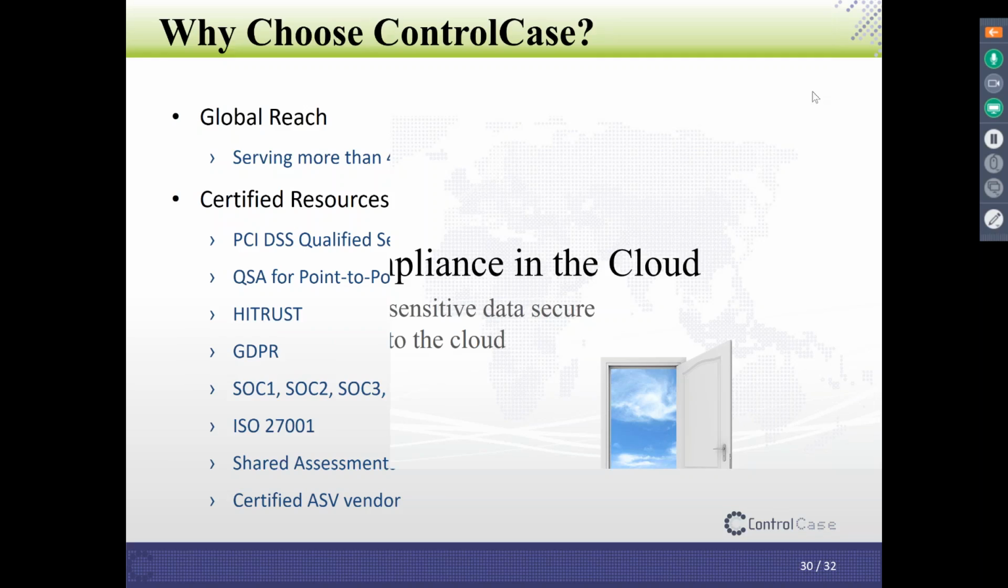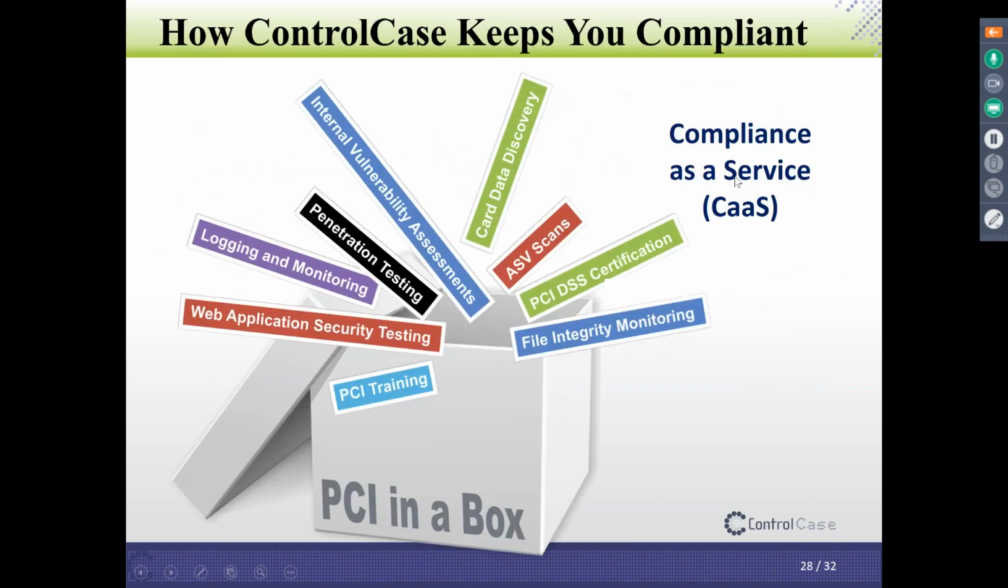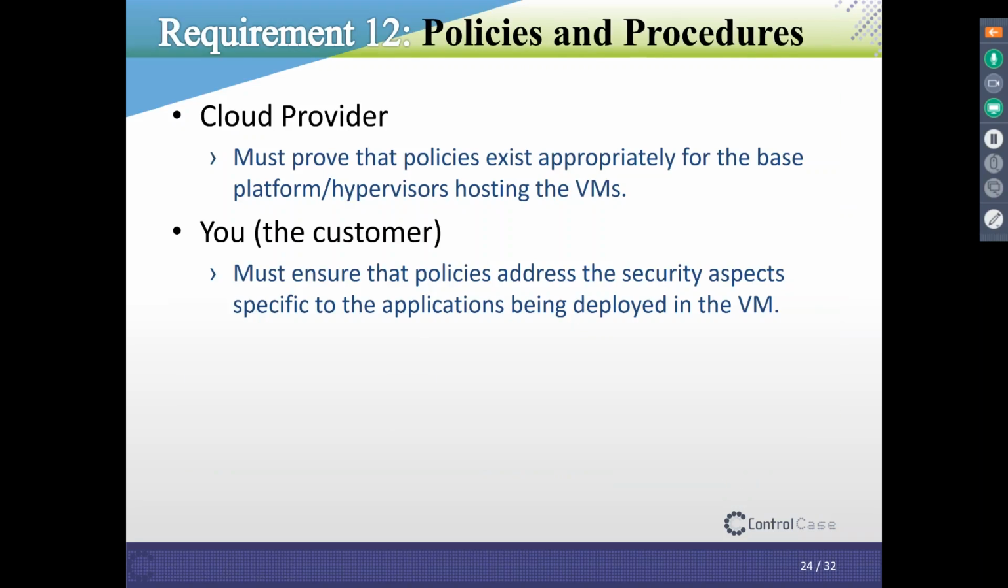The next question is that you were not able to see requirement number 12. Can you show it again? Absolutely. So requirement number 12 really is focused on policies and procedures, and we will be sending out a copy of these slides to everybody. But requirement number 12 for policies and procedures basically ensures that the cloud provider has policies and procedures to maintain their base infrastructure, and you as the customer also have the policies and procedures to ensure your virtual images are looked at in an appropriate manner.